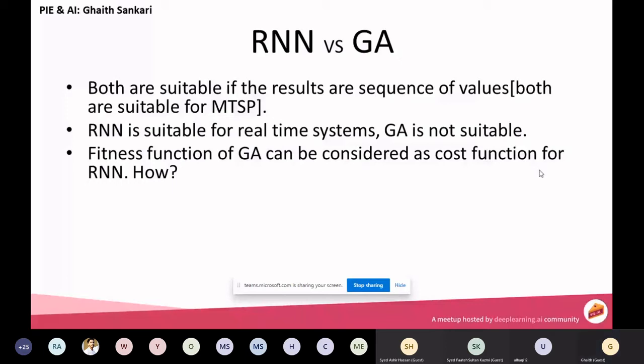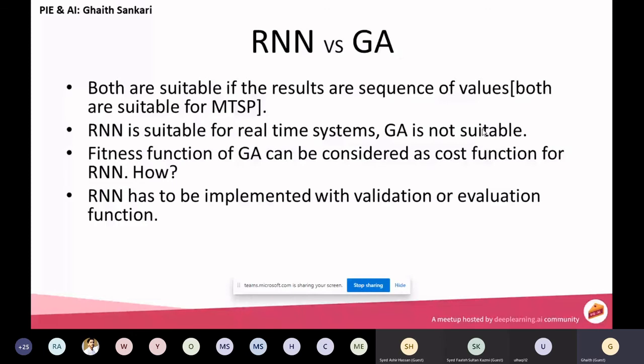Now, the fitness function for the genetic algorithm tells you how far you are from the target that you want. So you can consider somehow that this fitness function is a cost function for the RNN. But this is only a word; you can consider it, but how to do that? They are of different nature. The RNN is supervised learning, but the genetic algorithm is not. And if we use the fitness function as a cost function, that means we are going to change the RNN into a reinforcement learning algorithm, which is a totally different family.